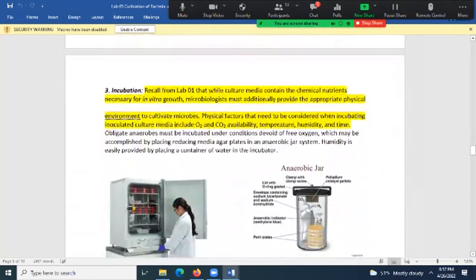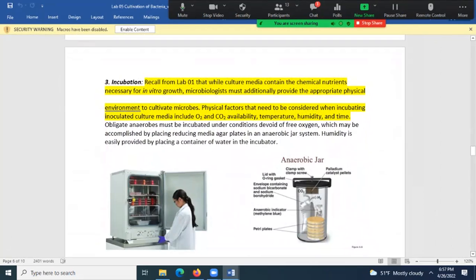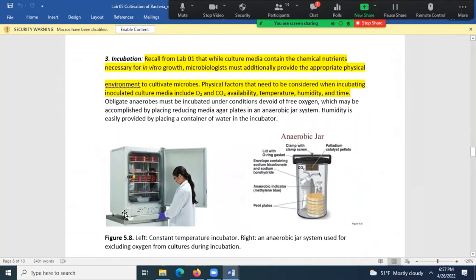Incubation is just growing the cells in an appropriate media, usually in an incubator. And there we're looking at an incubator. This incubator is very fancy. You can control the humidity. You can control the temperature. You can also control the gas, like the levels of O2 and CO2. Most of the incubators that we have in the lab only control the temperature and the humidity.